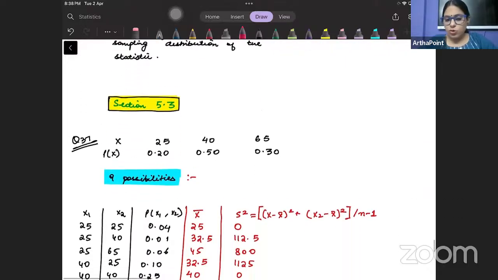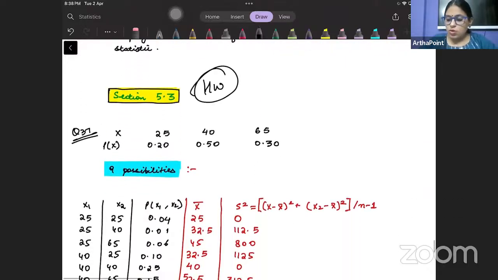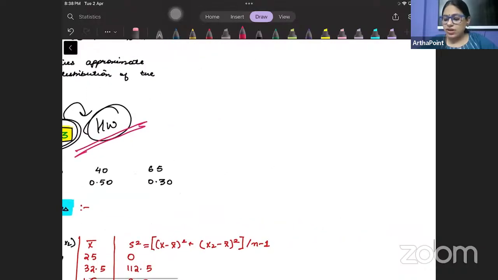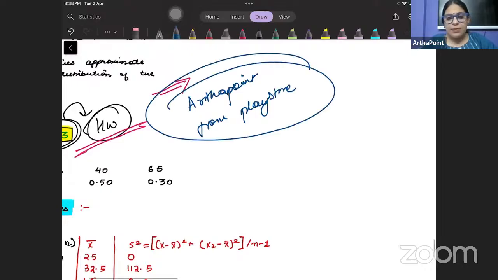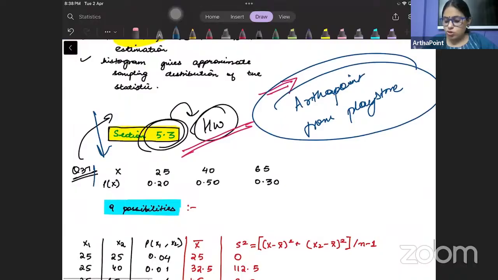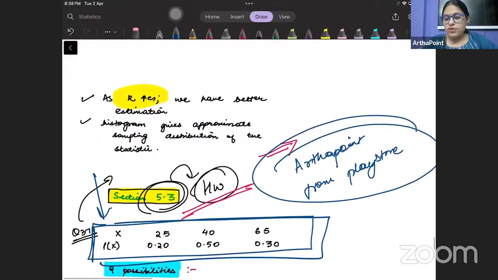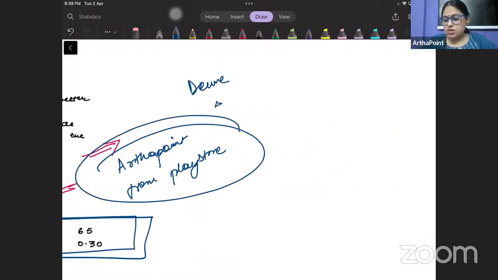Okay. Now this is a homework question that I am giving all of you. Question number 37 of section 5.3 is a homework question. And to get the solution of this question and to get all of these notes, beta, you can download our app ArthaPoint from the Play Store. In that app, you will be able to see the solution to this homework question. And you will also get access to all these notes of Devore chapter 5.